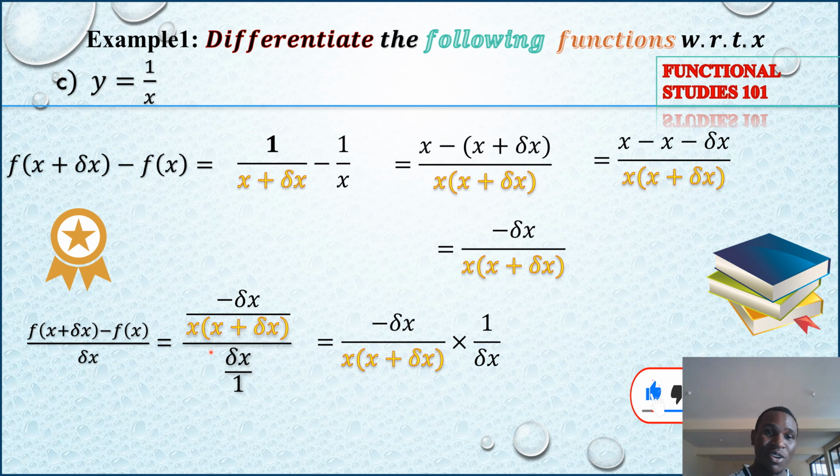The reciprocal of the second fraction is this one now. You just swap it. Reciprocal means 1 over that fraction. When you take 1 over that, it will be 1 over delta x. You just swap. The numerator becomes the denominator. That's the meaning of reciprocal. So our delta x cancels out, and you are left with minus 1 divided by, that's x plus delta x, as you can see there.